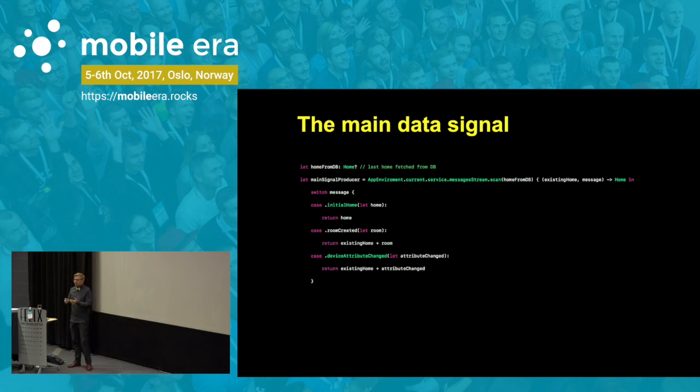So when you start the app the first time, you get a refresh. That's called initial home. If we get the initial home, that's just the entire home structure of our app. And then we just return that because that's the current home. We don't need to add anything. We just replace everything in the app with that current home.